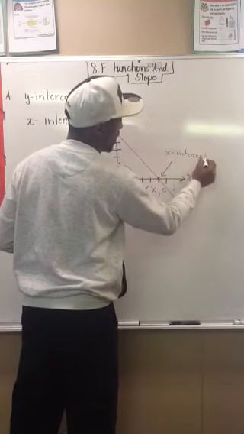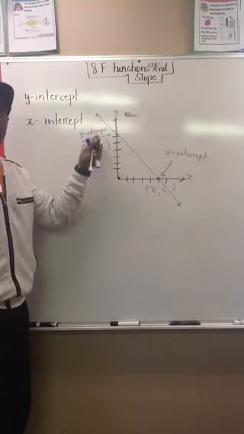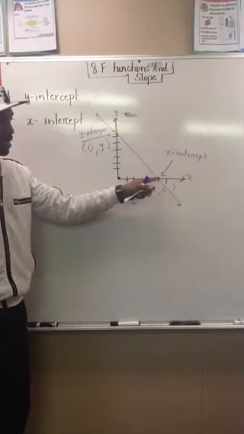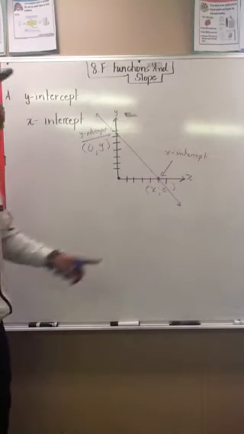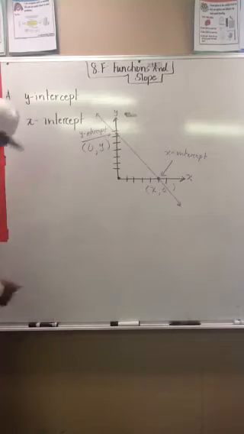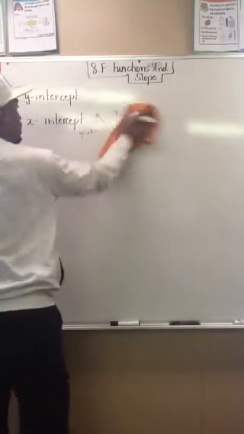So if you're trying to define it, the y-intercept is where the line crosses the y-axis. The x-intercept is where the line crosses the x-axis. Okay? Now we got that out of the way. Okay?